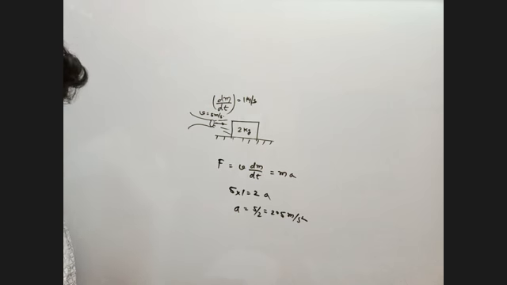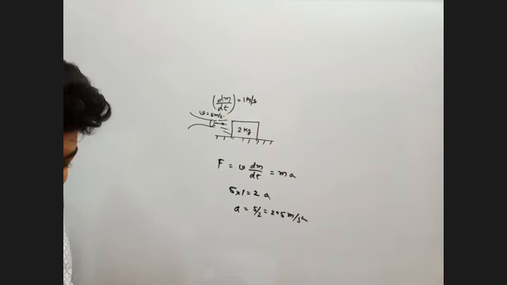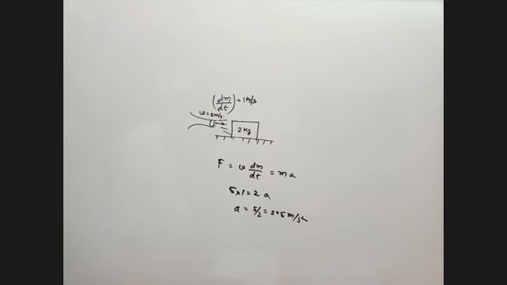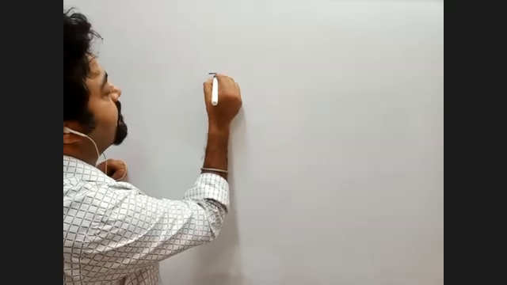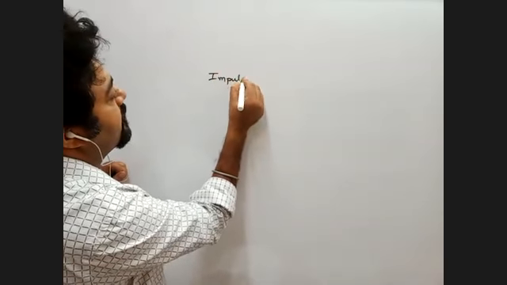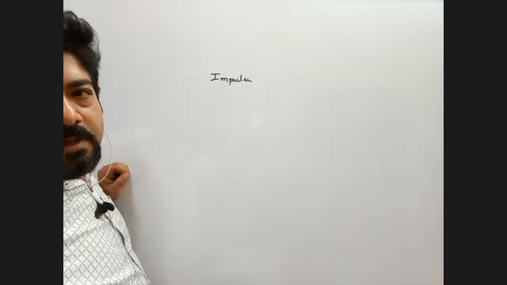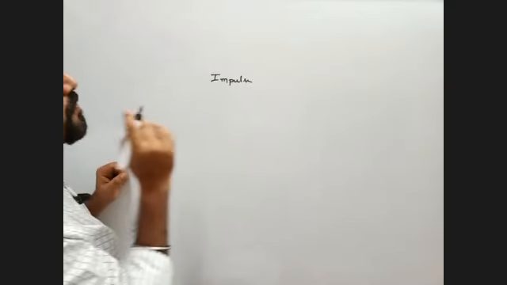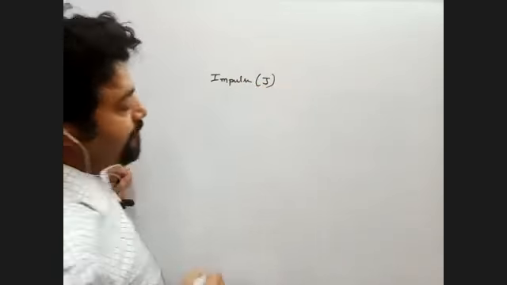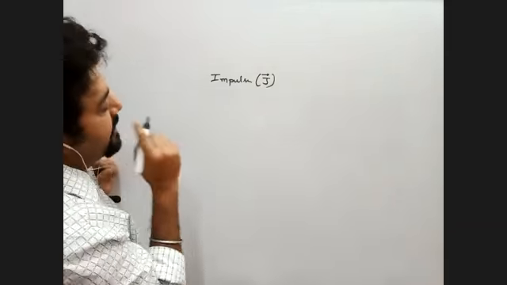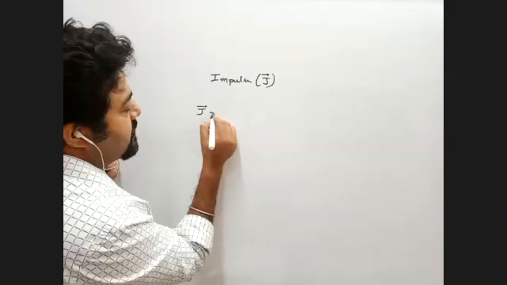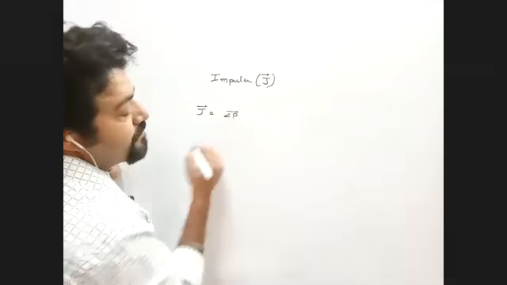Yes, sir. After that, the next very important topic is impulse. Impulse, which is represented by the symbol J, is a vector quantity. So what do you mean by impulse? Impulse is, you can say, change in momentum.